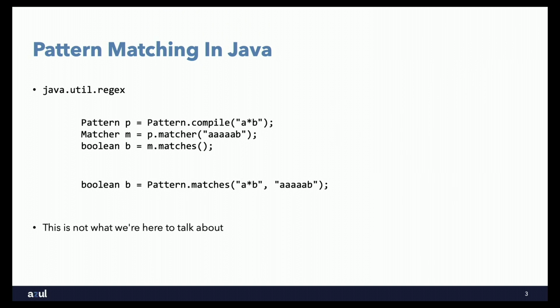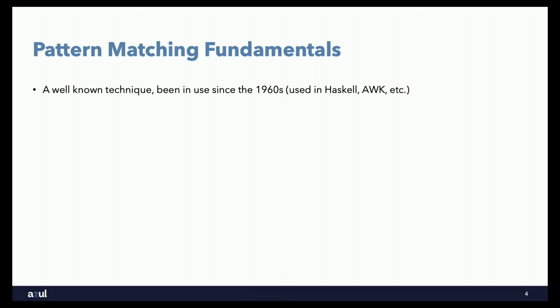What we're actually going to talk about is pattern matching at the language level. So what do we mean by that? What are the fundamentals of pattern matching? Well, this is a technique that's been used for a long time. You can go all the way back to the 1960s, and if you look at languages like Haskell, if you look at languages like Awk, anybody here used Awk? Okay, good. Reasonable number of people put their hands up. Excellent. Awk is a wonderful tool. It's used in those types of languages.